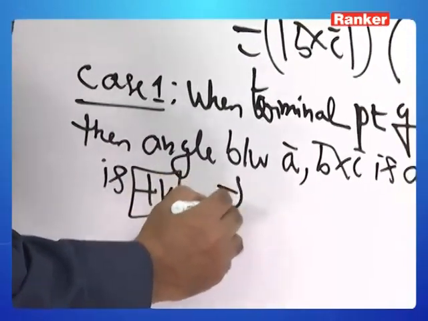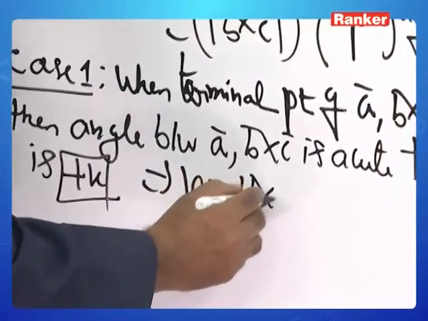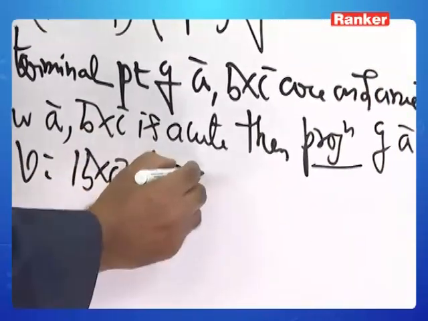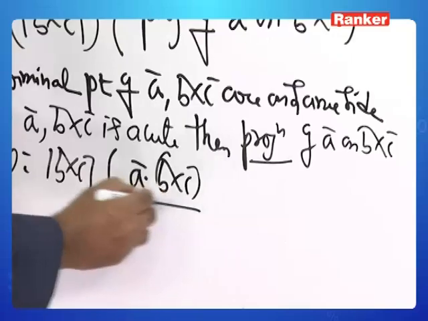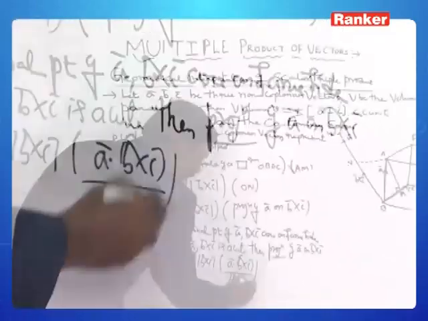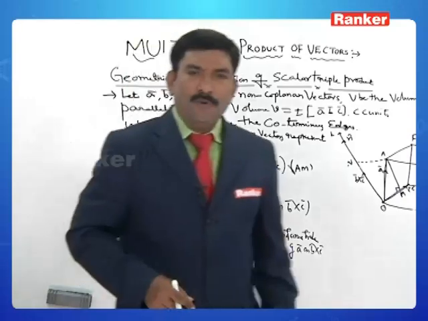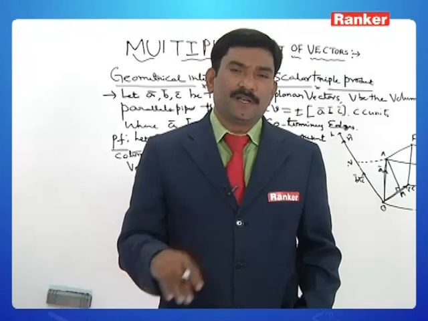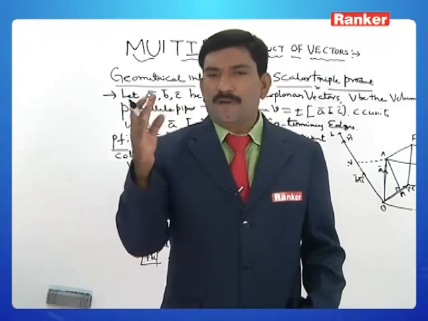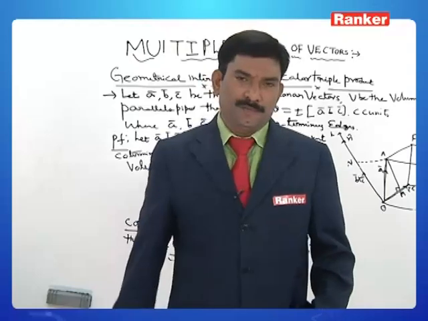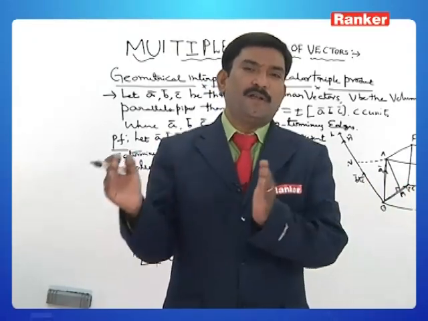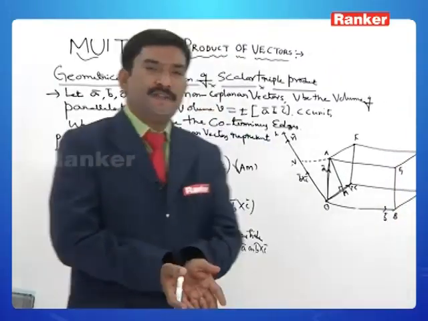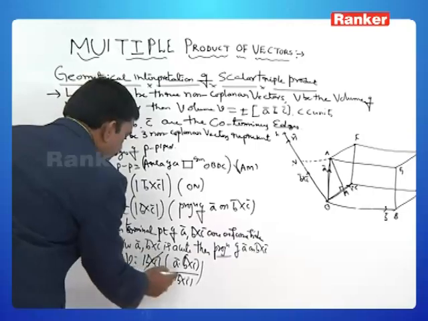Therefore, V is equal to modulus of B cross C into A bar dot of B cross C by modulus of B cross C. We know that already. What is the projection of A bar on B bar? On B bar, it must be there in the denominator: A bar dot B bar by modulus of B bar. In the same fashion, the projection of A bar on B cross C is A dot of B cross C by modulus of B cross C. So therefore, this and this goes.